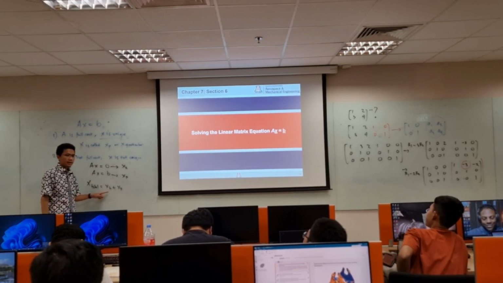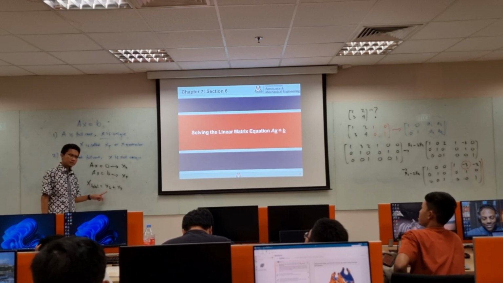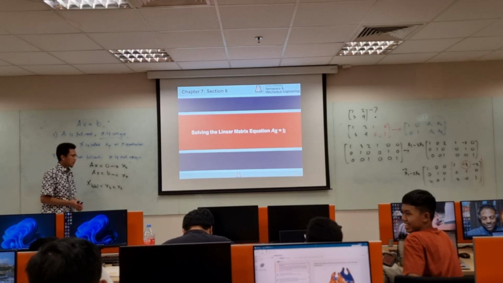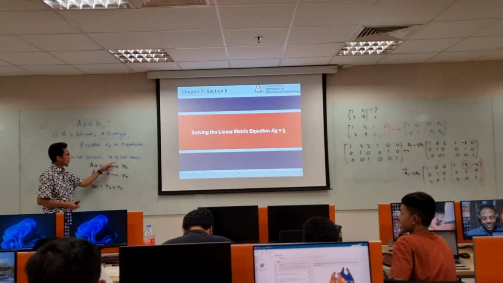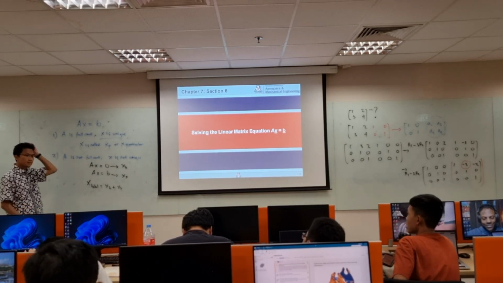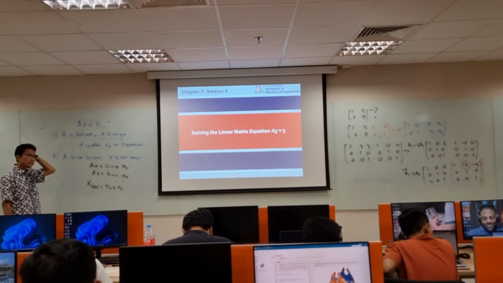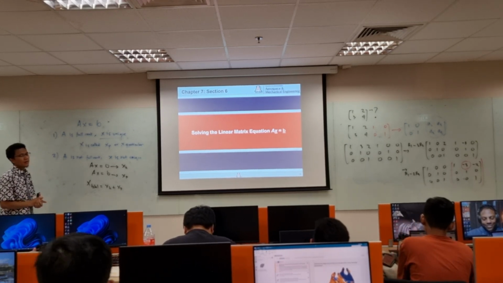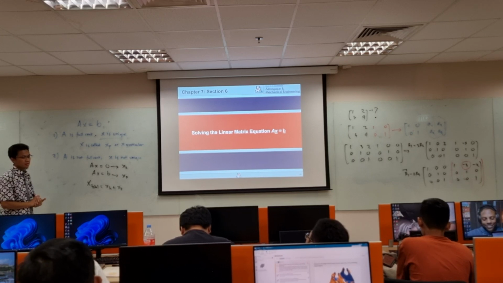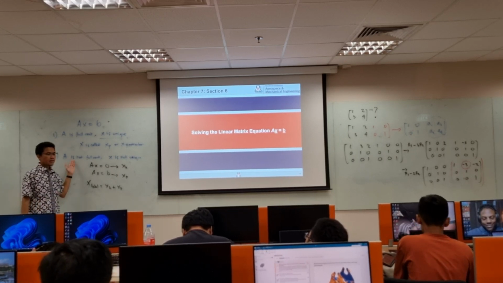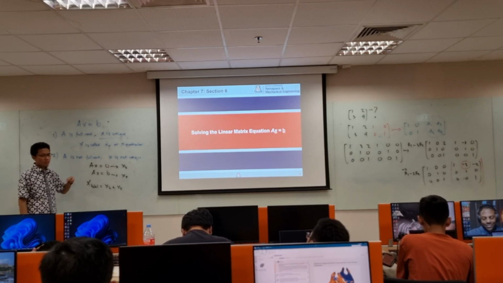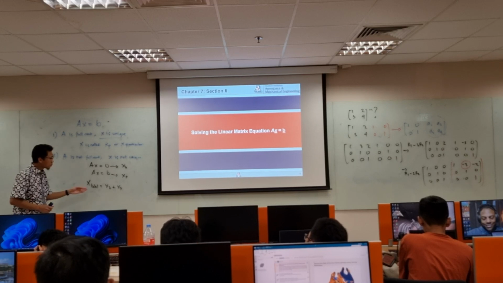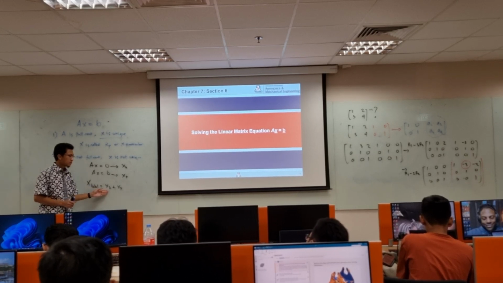Why do we have to include the X homogeneous? Why is X particular not enough for the second case? Brian, any idea? Infinitely many solutions, right? If A is not full rank and you have a solution, then there are infinitely many solutions. So you need to write down the homogeneous and also the particular.